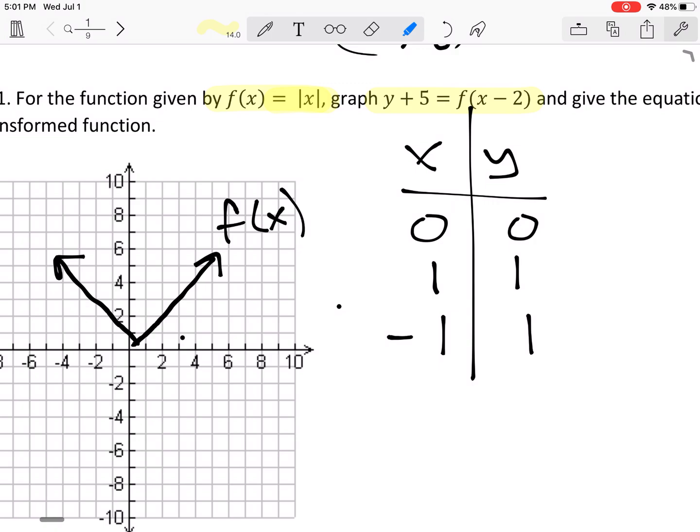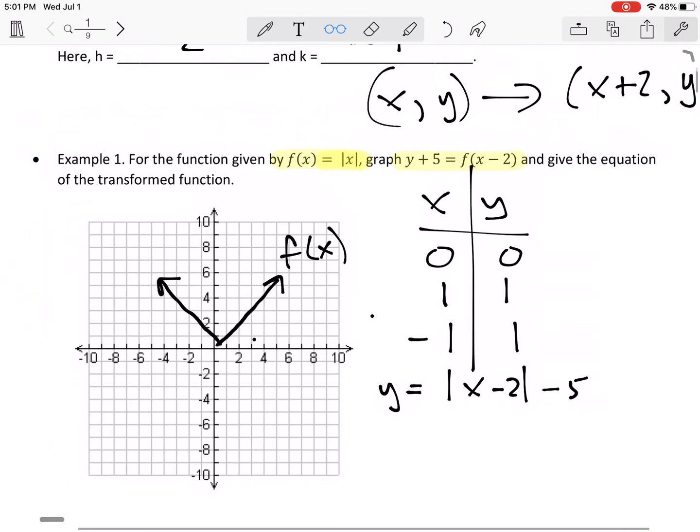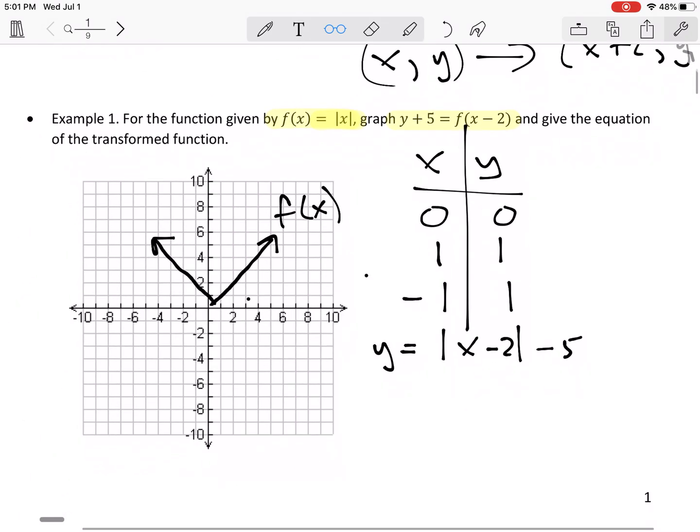So let's change that so that we're using the absolute value notation. And so what this is basically saying, I'll rewrite it this way: y equals absolute value of x minus 2, minus 5. Okay, so that's a translation 2 units to the right, and then minus 5, which means it's going to go down 5 units.